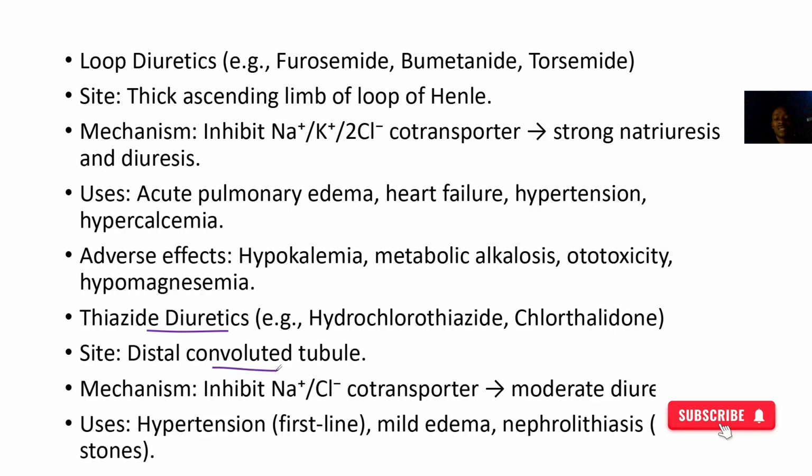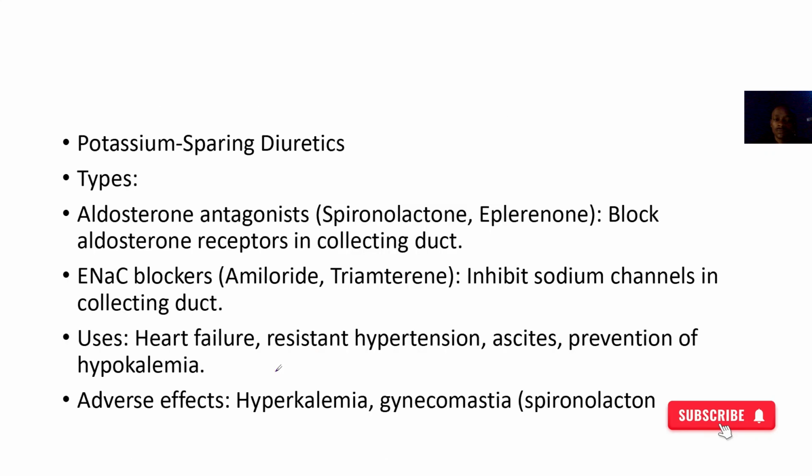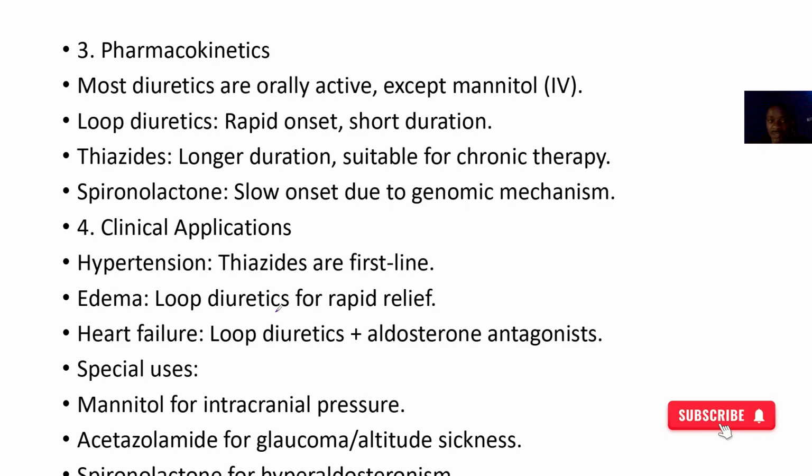They act at the distal convoluted tubule. They inhibit the sodium chloride cotransporter. Then we have the potassium sparing diuretics, like spironolactone and also eplerenone. Those ones block the aldosterone receptors in the collecting duct. Other ones block the ENaC, like amiloride and triamterene. They are mainly used for heart failure, resistant hypertension, ascites, and prevention of hypokalemia.